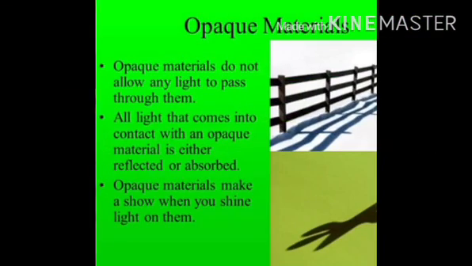Now first, opaque material. Opaque materials do not allow any light to pass through them. All light that comes into contact with an opaque material is either reflected or absorbed. Opaque materials make a shadow when you shine light on them, means patterns in the form of shadow are formed behind the object.